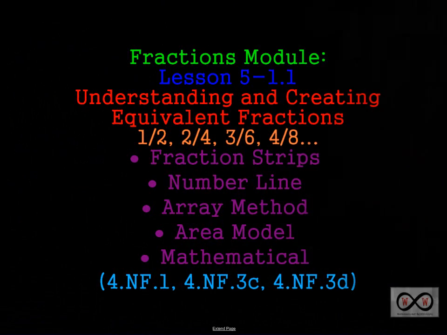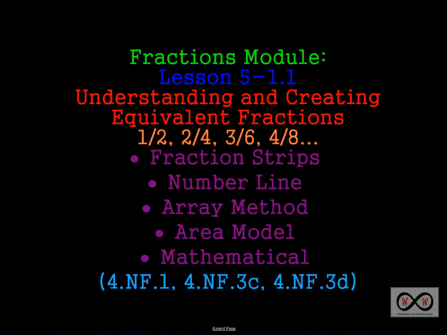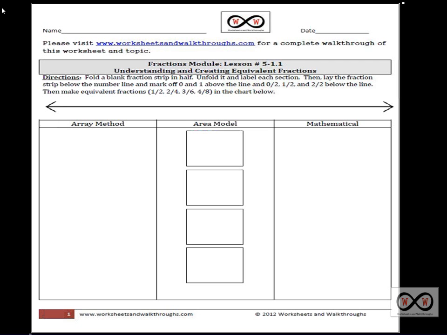In this video walkthrough lesson, we're going to take a look at our fractions module, and this is lesson 5-1.1, Understanding and Creating Equivalent Fractions. We'll be looking at a variety of fractions, all equivalent to 1/2. We'll be using fraction strips, number line, the array method, area model, and we'll be handling equivalent fractions mathematically as well. These are the standards featured in this video walkthrough lesson, and we'll be using this worksheet.